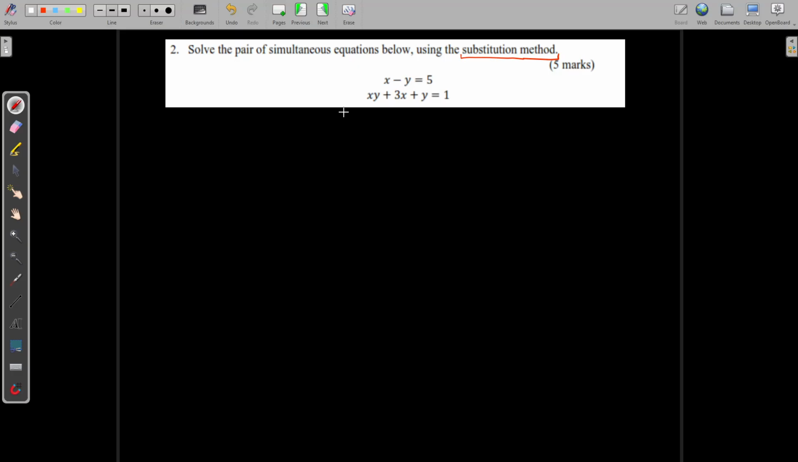And by looking at it, the first one is pretty much easy to make one of the variables the subject. So we're going to say rearrange equation 1 to make x the subject.